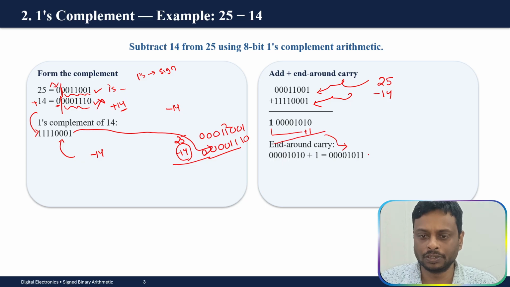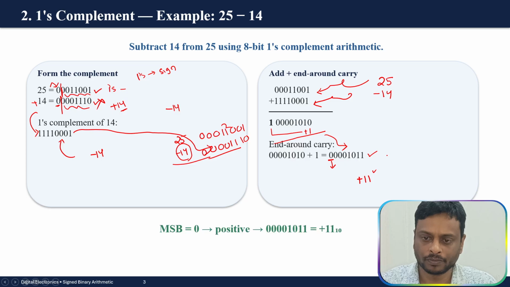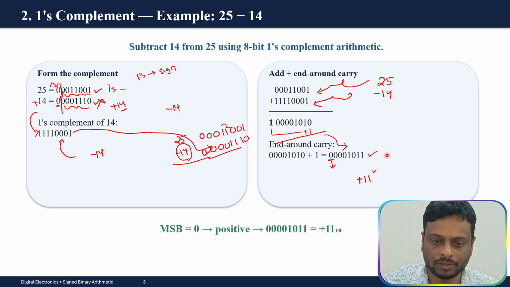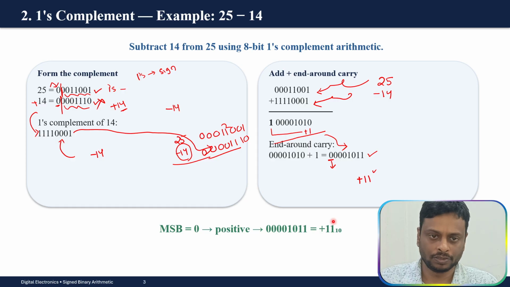This is in the true binary form, because the MSB is 0. If the MSB is 0, it is in the true binary form, and you don't have to take the 1's complement of that number. So this is the result, +11. The MSB is 0, so it is positive. This is how we can subtract using the 1's complement arithmetic.